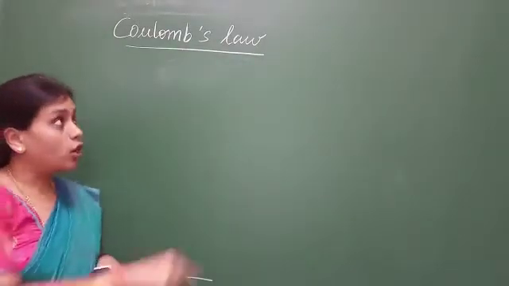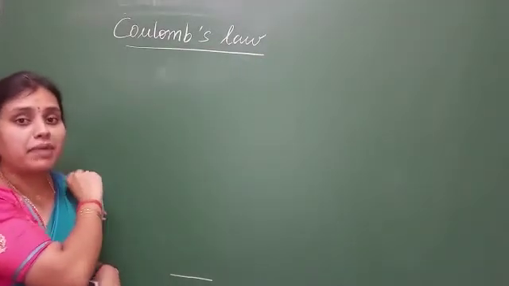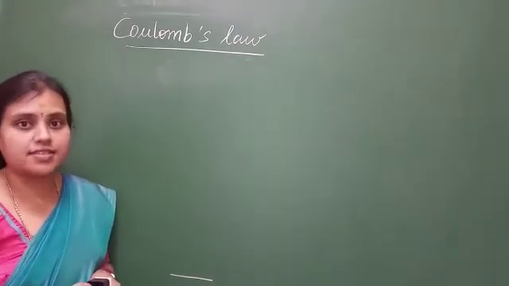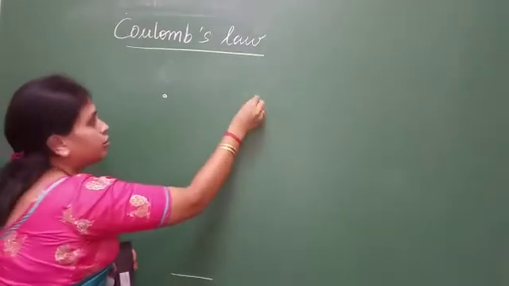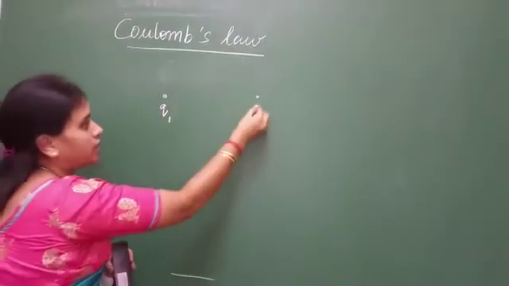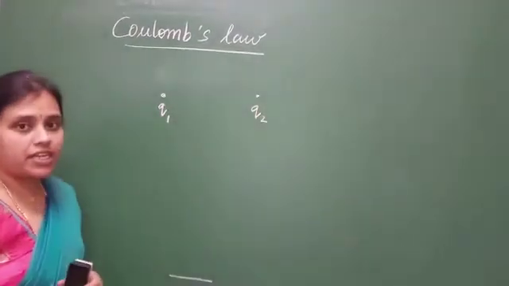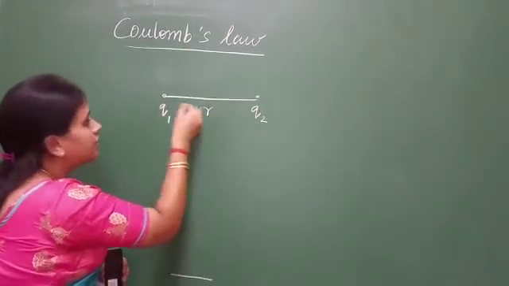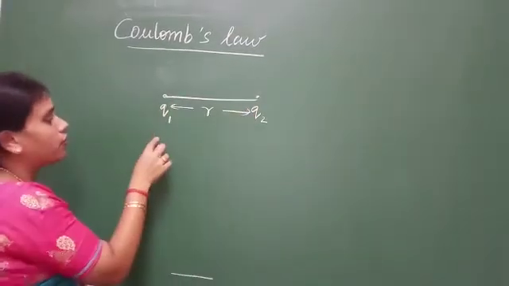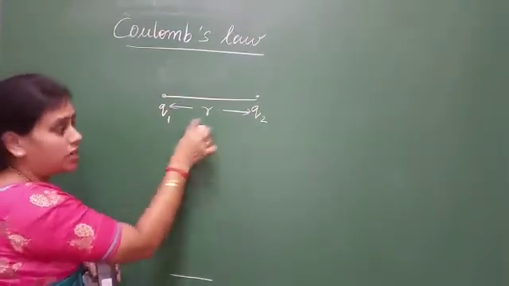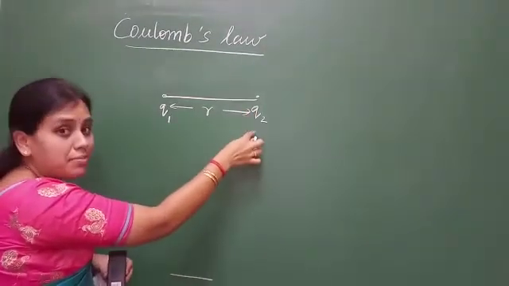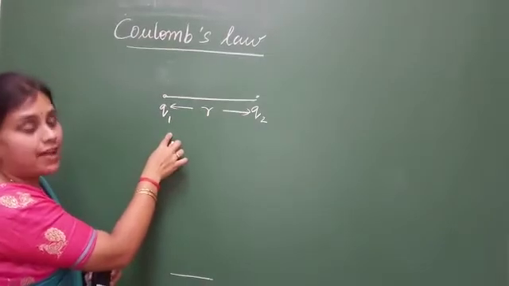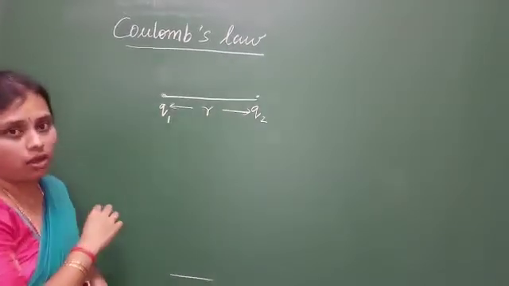Coulomb's law is the law stated to evaluate the magnitude of the force existing between two stationary point charges. If we consider two stationary point charges Q1 and Q2 situated in air or vacuum, separated by a distance r, the magnitude of the force exerted on Q1 by Q2, and similarly the force exerted on Q2 by Q1, can be evaluated by means of Coulomb's law.